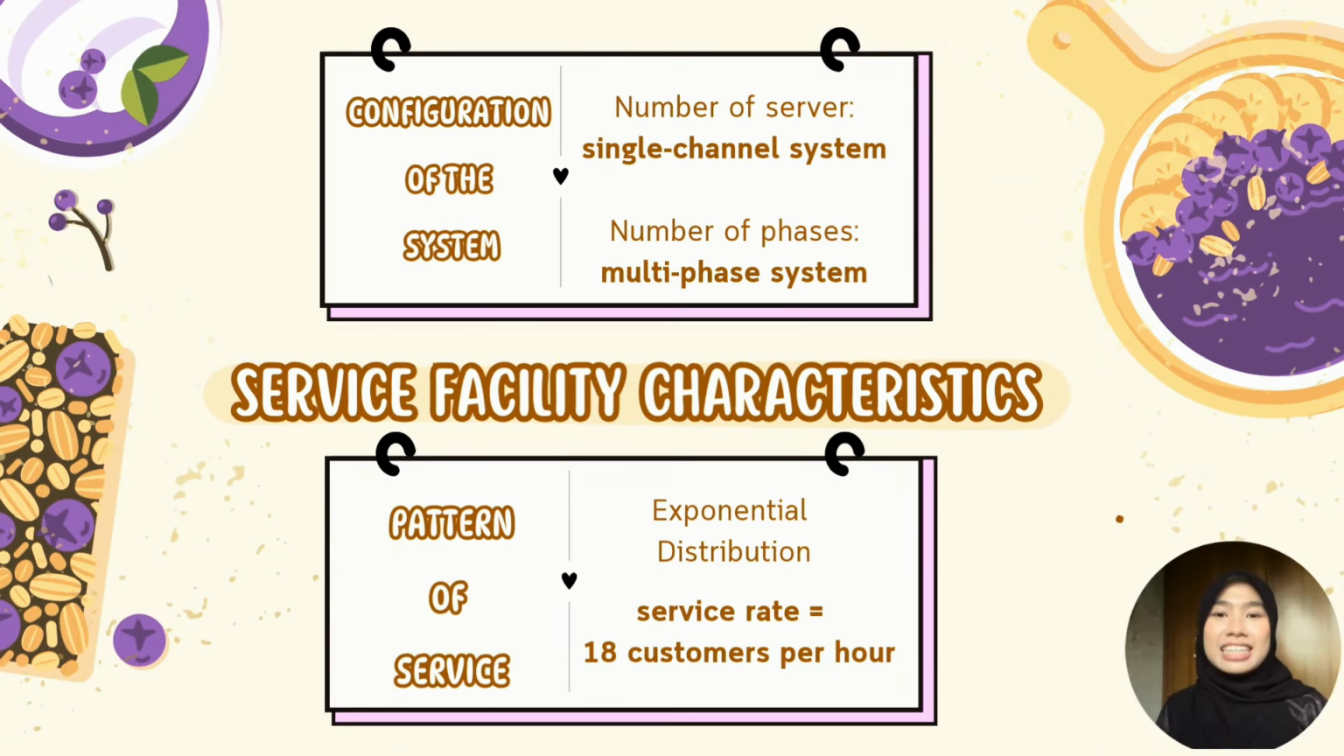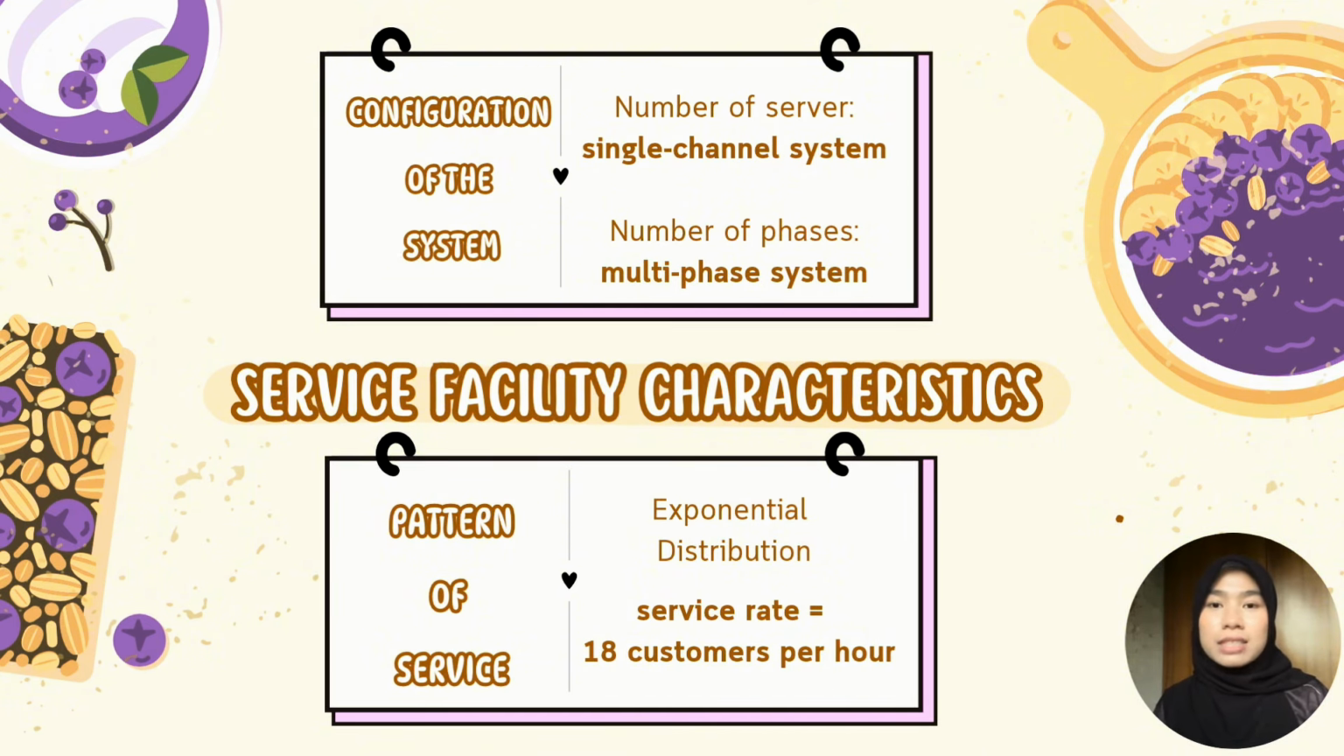This slide explains the configuration and characteristics of the EMAT24 Tanah Merah branch service facility. First, let's look at the configuration of the system. The system has a single server, which means there is only one service counter or one worker to serve the customers. It also has multiple phases, meaning customers need to go through more than one step before the service is fully completed.